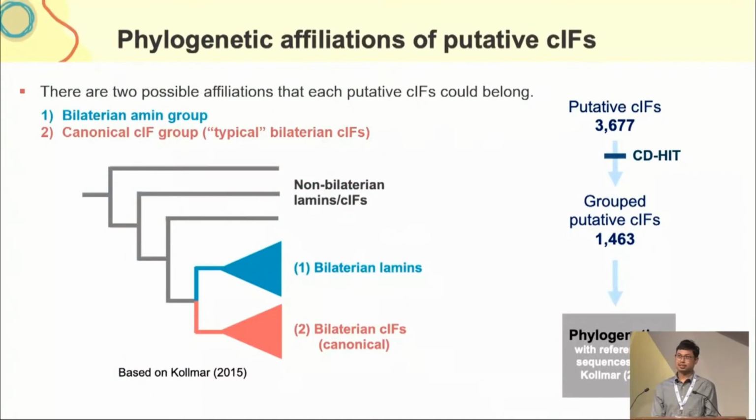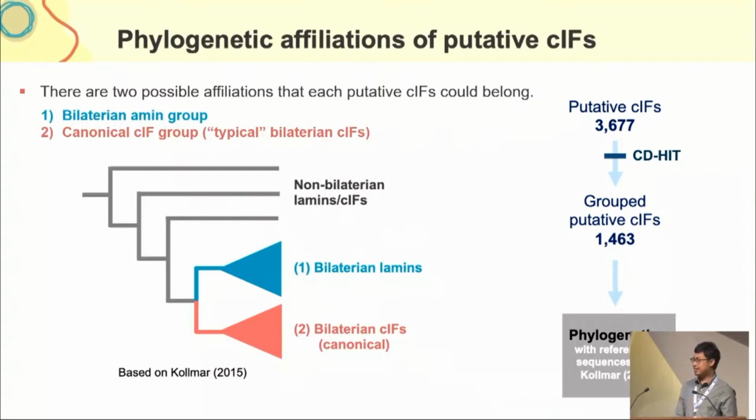So next, in order to know more about the evolutionary history of our putative cIF, we try to check the phylogenetic affiliation of these proteins. And according to what we know right now, there are two possible phylogenetic groups that our putative cIF might belong to. For the first case, it is likely that after the loss of cIF, some pan-arthropod lineage might again re-evolve their cIF back from lamin. And if this is the case, we should expect that our putative cIF should be more closely related to lamin than the cIF of the other bilaterian.